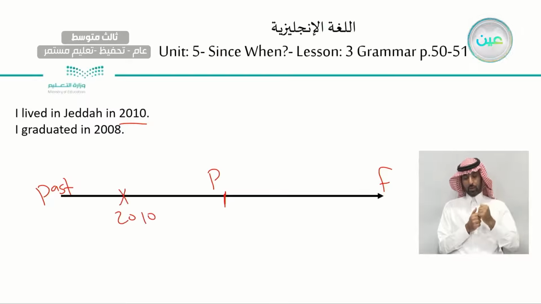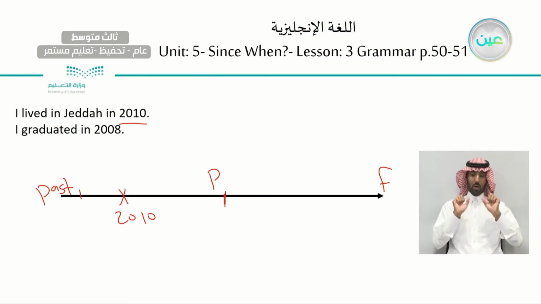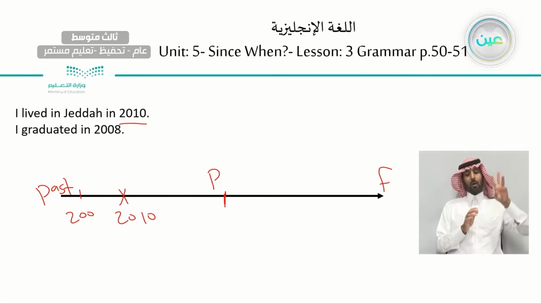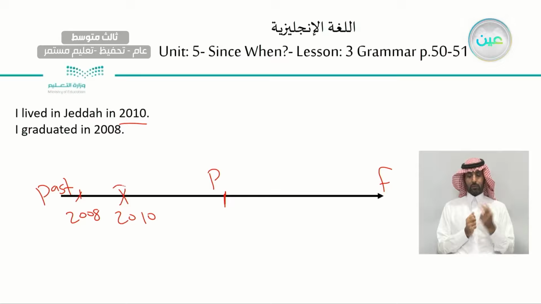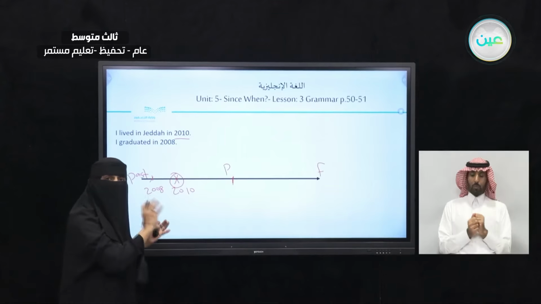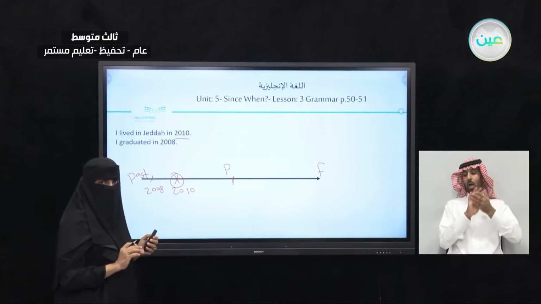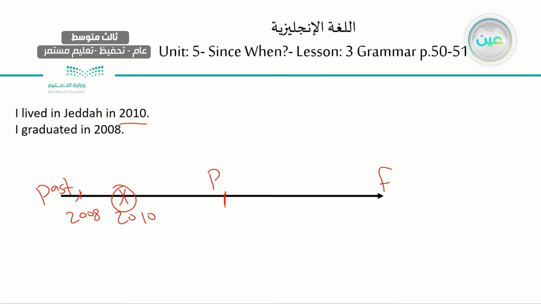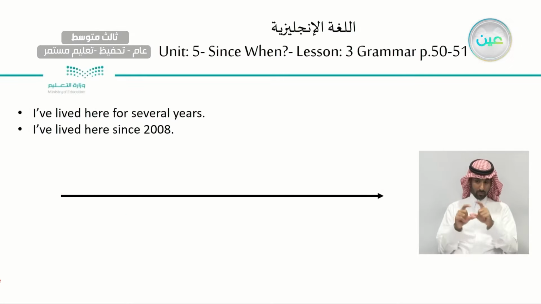And also I have another sentence. I graduated in 2008. So in 2008, I graduated. This is another action. The X here, it's just to let you know that the action happened in the past and we know when did it happen.